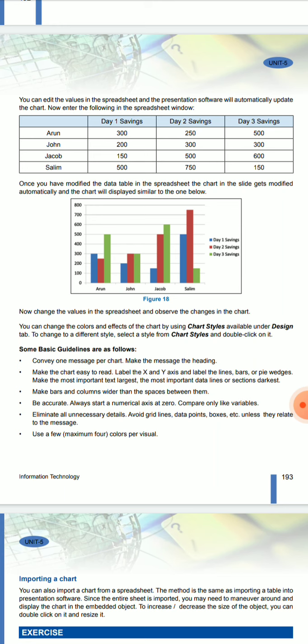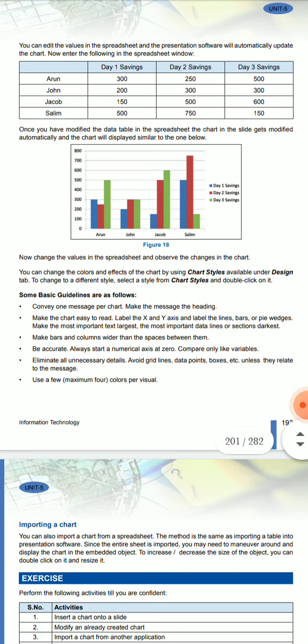Now enter the following in the spreadsheet window. So this is a kind of a table, and once you enter it in the spreadsheet that is linked to the chart, this kind of a chart will be formed. Now change the values in the spreadsheet and observe the changes in the chart. You can change the colors and the effects of the chart by using chart styles available under the design tab. To change to a different style, select a style from the chart styles and double click on it.